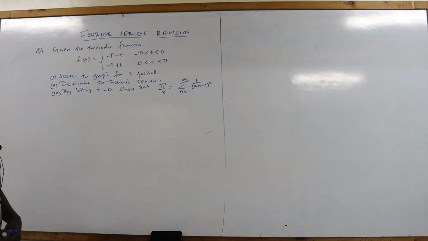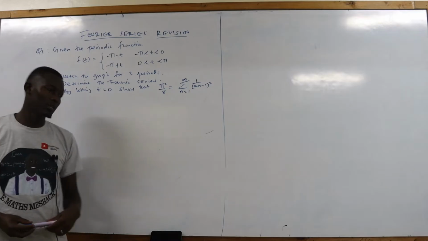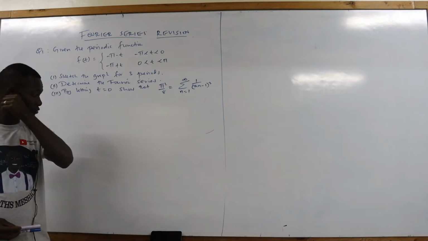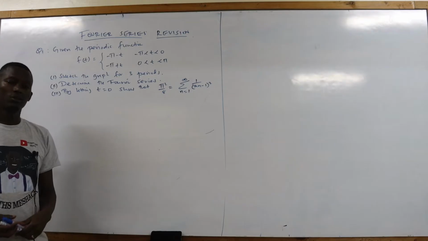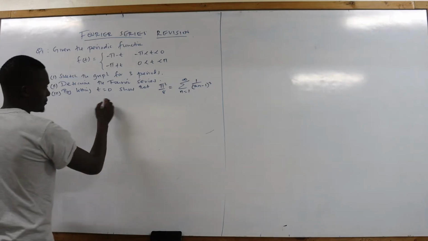So you're supposed to, 1, sketch the graph for 3 periods; 2, determine the Fourier series; and 3, by letting t equal 0, show that π²/8 equals the summation from n equals 1 up to infinity of 1 over (2n − 1)². So, solution.